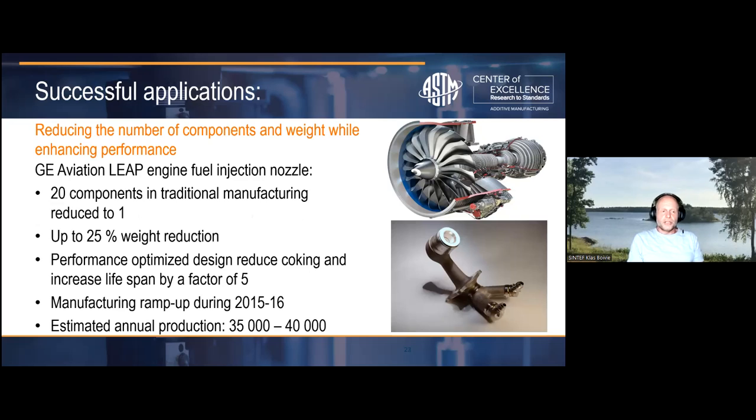Another application, which is quite successful and quite famous, maybe some of you have heard about this, is reducing the number of components and weight and improving the performance in GE Aviation's LEAP engine fuel nozzle. Originally it's 20 components in the fuel injection nozzle, but it's reduced to one component. It's actually about 25% lighter. And since you don't have the same limitations when it comes to design, you can reduce the coking and thereby increase the lifespan of this product about five times.